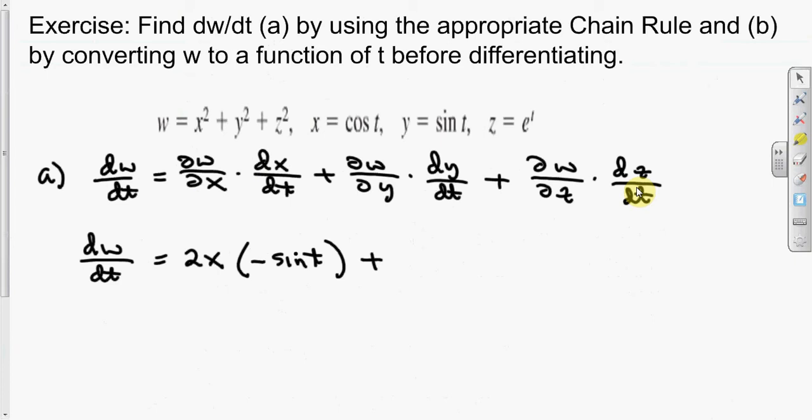So then this is plus the partial of w with respect to y. We look at w, take its derivative with respect to y. So that's just 2y times now dy dt, that's just cosine t. Then plus the partial of w with respect to z, that's 2z. And then times dz over dt, that's times e to the t.